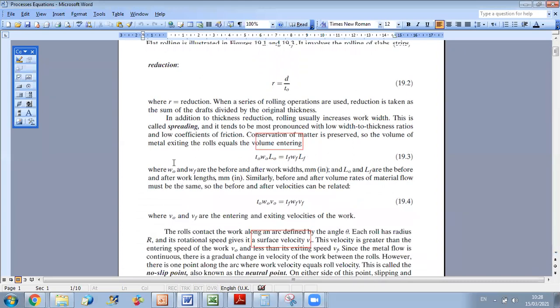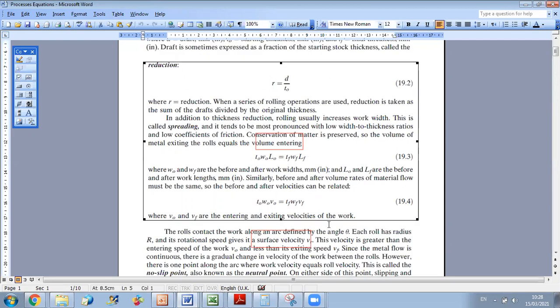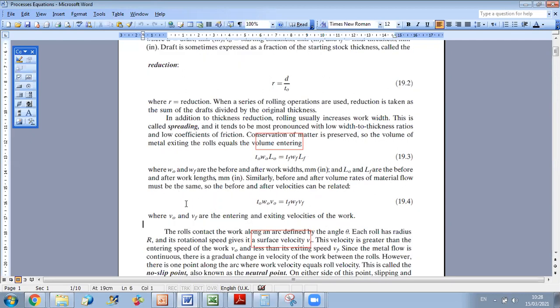So here in this equation, W0 and WF represent the work width before and after passing through rolls. L0 and LF represent the length before and after, and the same for the thickness, T0 and T final. So now if we derive this relation, we can get a relation between V0 and V final, which is the velocity before going through the rolls of the plate and the velocity after going through the rolls. So T0, W0, V0 is equal to T final, W final, V final.